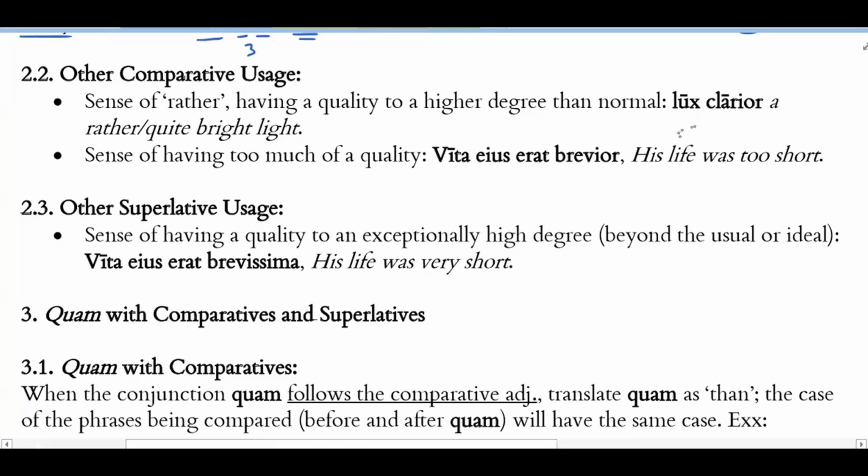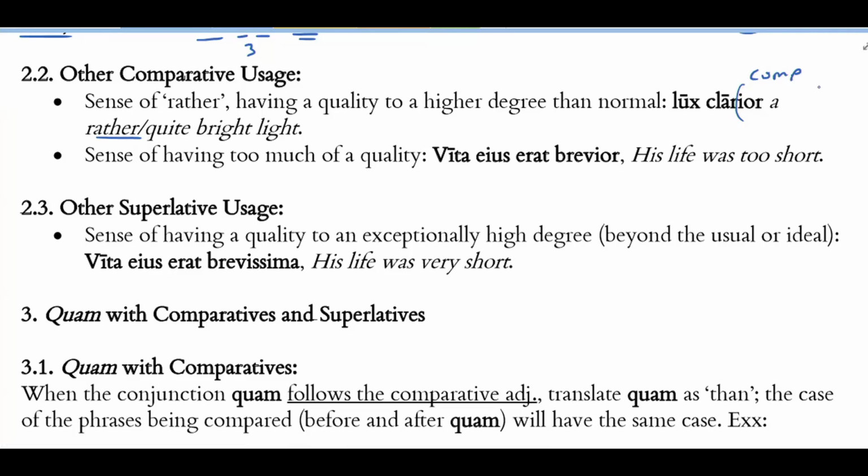So our example here is lux, which is light, and clarior is bright in the comparative. So, I mean, you might translate this as brighter light, right? But in some circumstances, it's not really comparing one thing to another, it's comparing it to what's normal. And in such a situation, you could translate this as rather bright light or quite bright light, meaning it's a bright light, that comparative use for being brighter than is customary, okay?